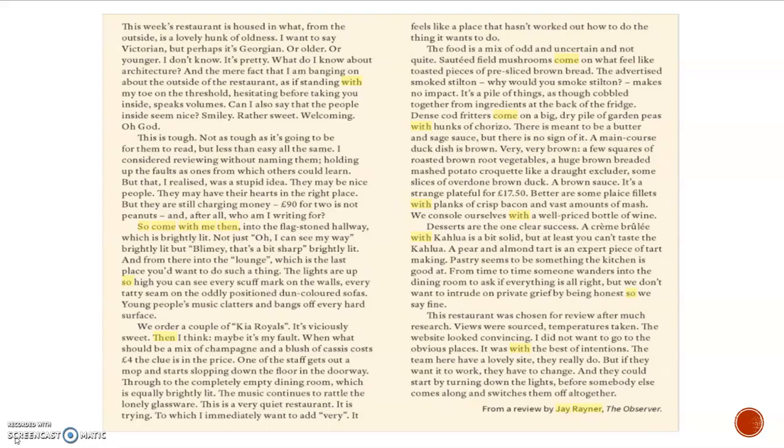Also in the sixth paragraph, he says that desserts are the one clear success. Means in one sentence, he's showing his liking for desserts. I mean, sometimes you do not like the food, but when you come to desserts, you definitely like this.